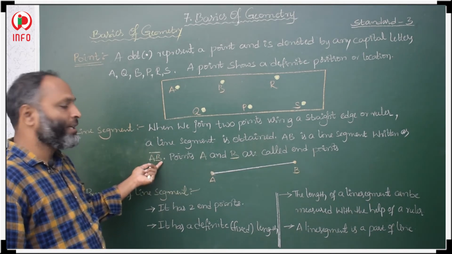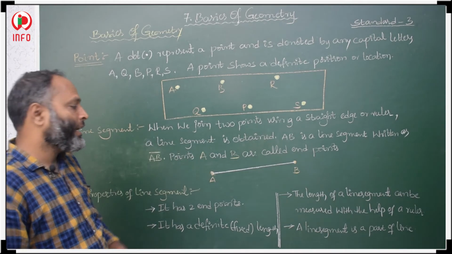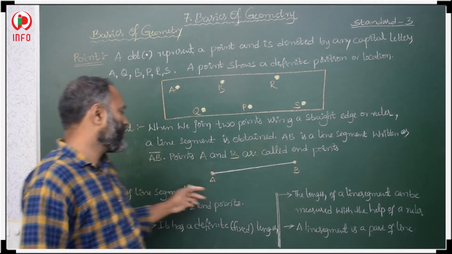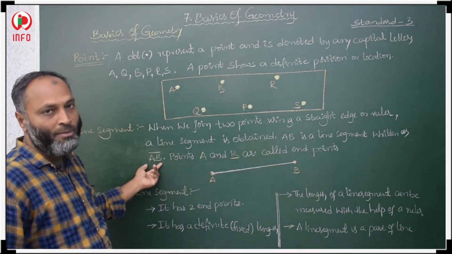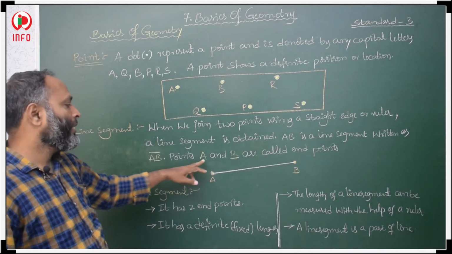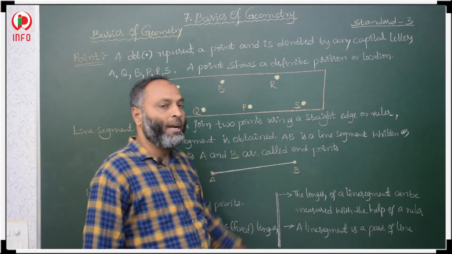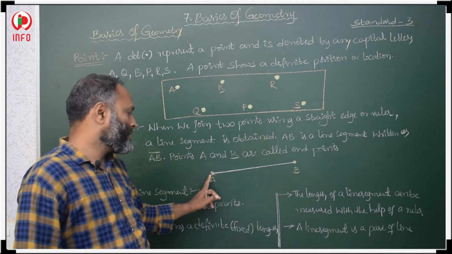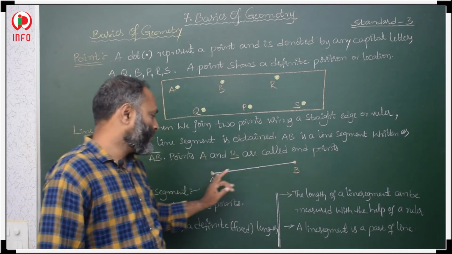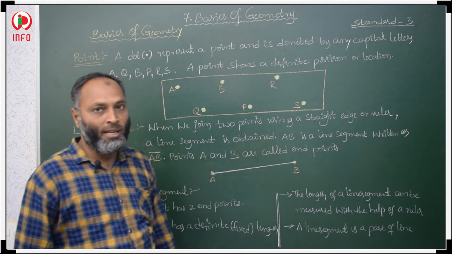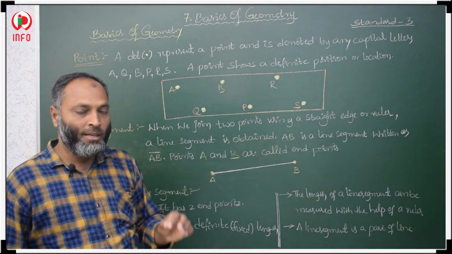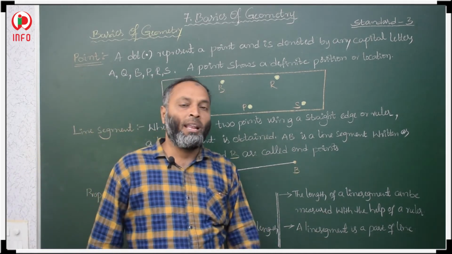So, this represents the AB line segment. Here, point A and point B are there. So, we have to represent the AB line segment like this. Here A and B are called endpoints. So, these two are endpoints of this line segment. So, this is the complete definition of a line segment.